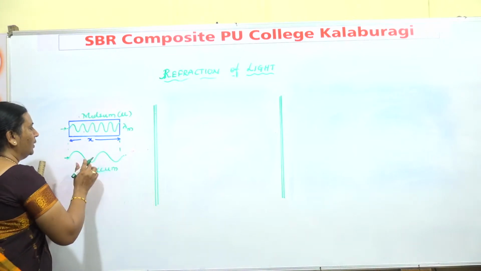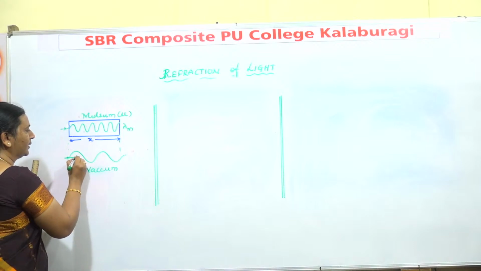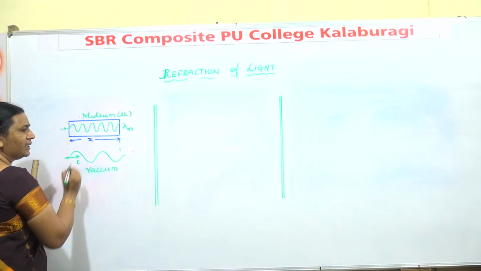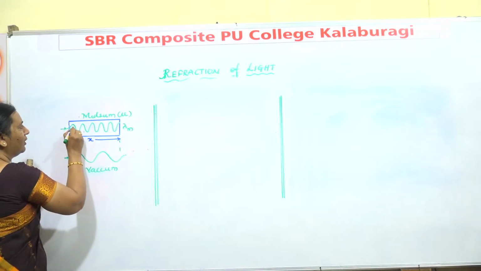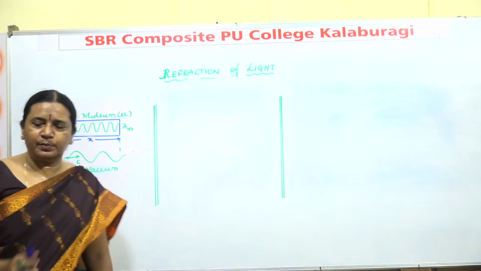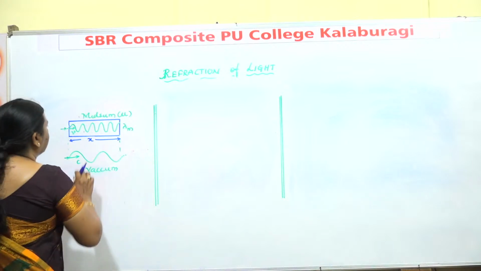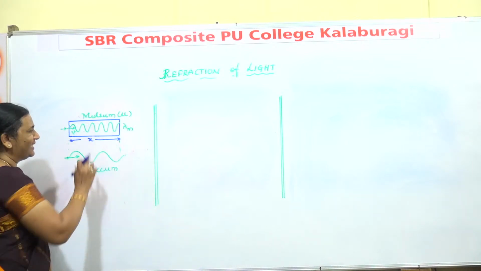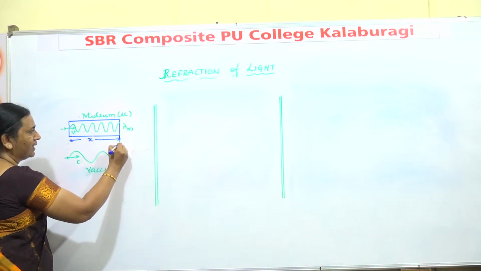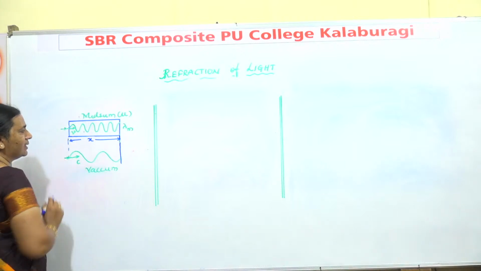Okay. So the distance traveled is the same, but here it is traveling with what speed? It is traveling with speed c. Whereas here it is traveling with what speed? V. It is traveling with the speed V. Now let us discuss. To travel through this same distance, we are setting the condition: same distance to travel.